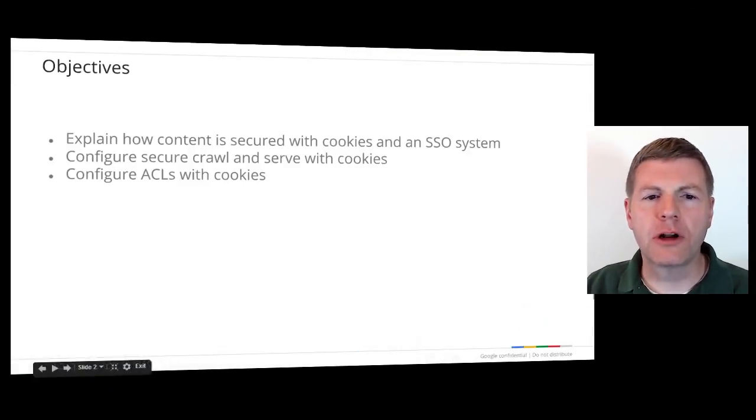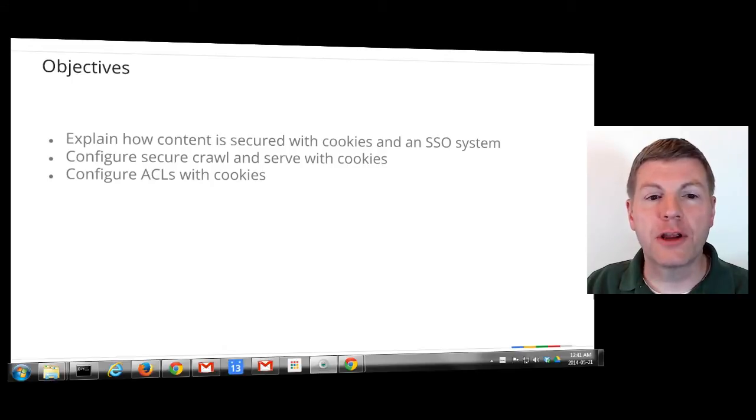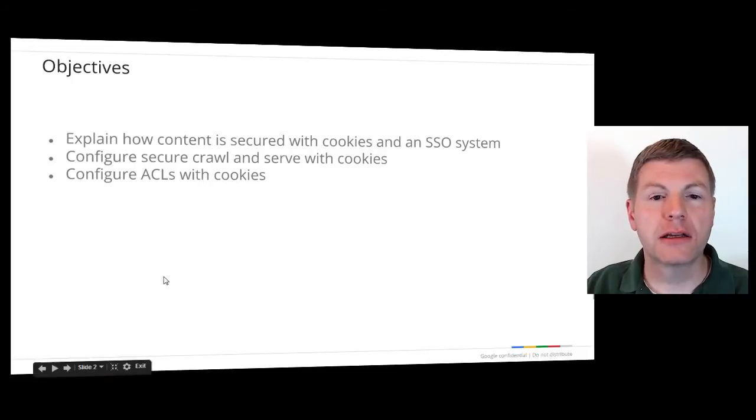In this session, we'll learn about how content can be secured using cookies and forms authentication. We'll discuss the use of single sign-on systems that force the user to authenticate using an HTML form, and that set a cookie to mark the user as authenticated. We'll learn how to configure the GSA to securely crawl cookie-protected content, and how to configure Secure Serve with cookies. We'll also learn about how ACLs can be used with cookie-protected content.